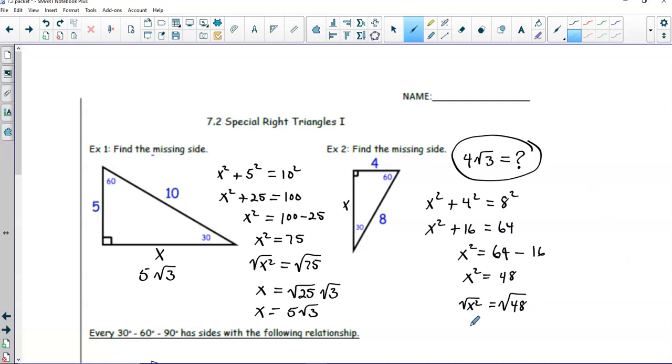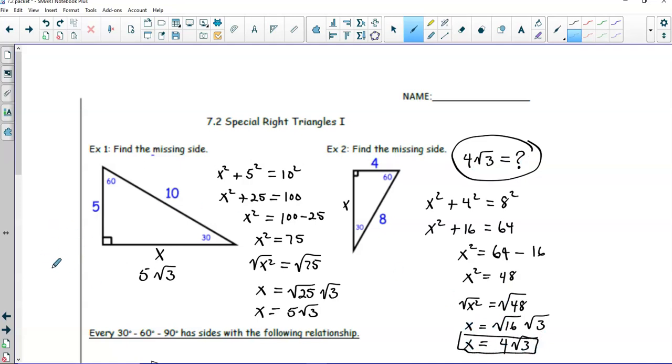Let's see. That means x is the same as the square root of 16 times the square root of 3. 3 times 6 is 18, 3 times 1 is 3, and 1 makes 4. That's 48. See that? So the square root of 16 is 4, and then the square root of 3 remains. So notice it is 4 square root of 3. Wow, I think we have a rule here.